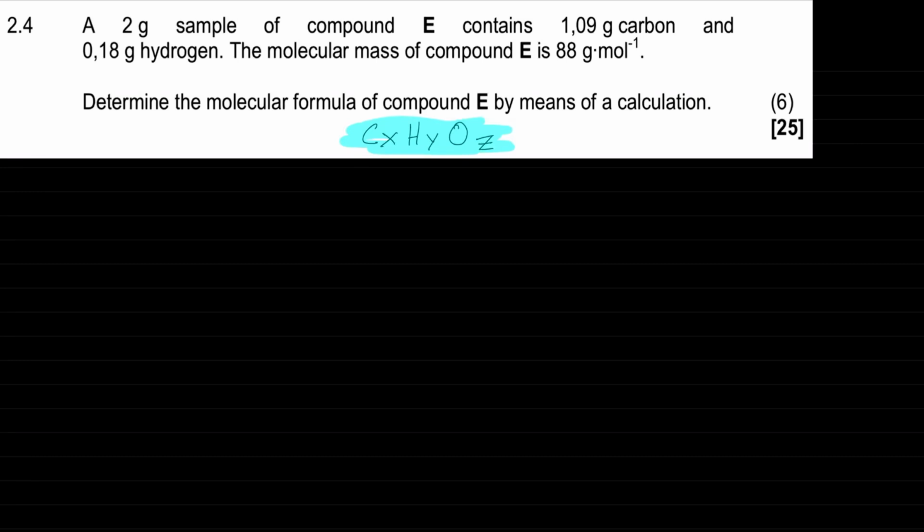Let's take a look at this empirical / molecular formula question. The question reads, a 2-gram sample of compound E contains 1.09 grams of carbon, 0.18 grams of hydrogen. The molecular mass of compound E is 88 grams per mole. Determine the molecular formula of compound E by means of a calculation, and it's worth 6 marks.